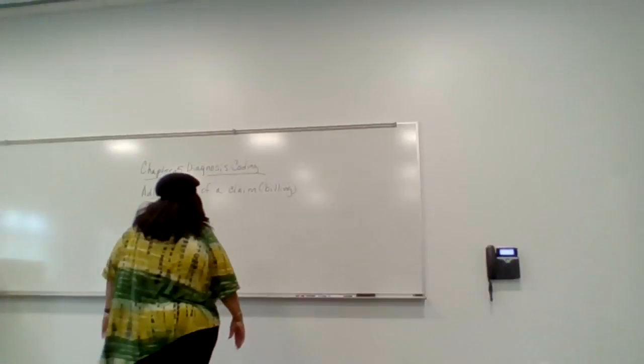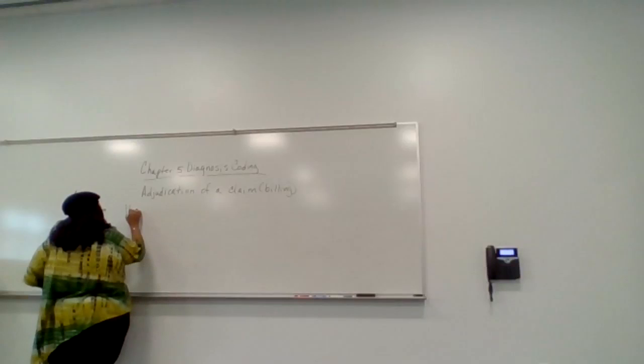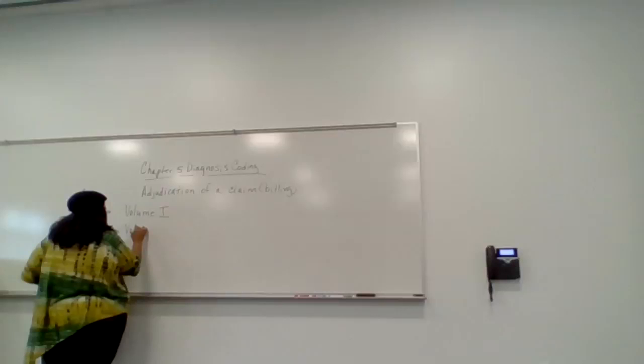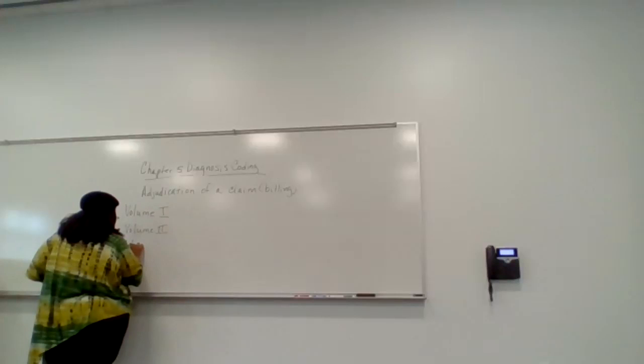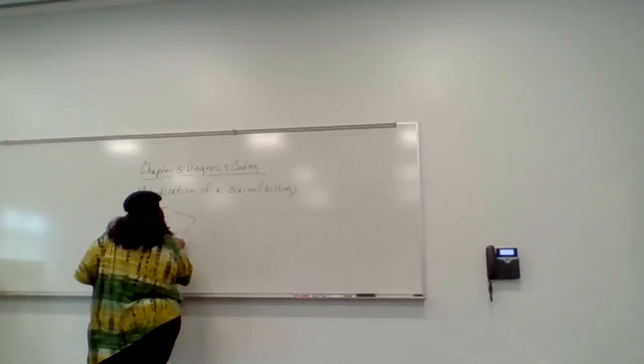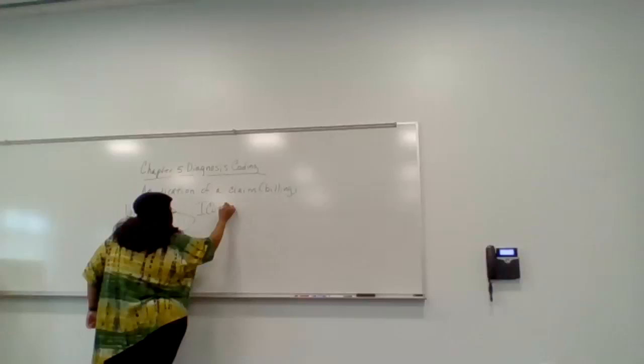Okay, so let's look at page 128 in the 14th edition of your Fordney book. Now, this is known as the tabular list. Now, let me write something on the board here. We have what we call volume one. We have what we call volume two. And we also have what we call volume three. Now, this is all listed as your ICD-9-CM.